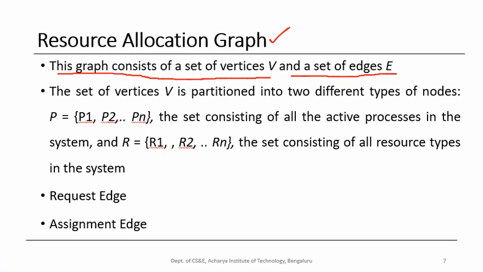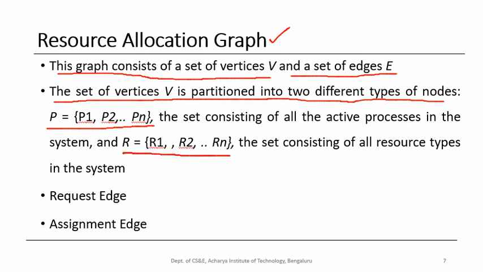Okay, so these edges are directed edges. I will explain what the direction means in the next slide. And further, these vertices are divided into two different types: vertices representing the processes and vertices representing the resources in the system.